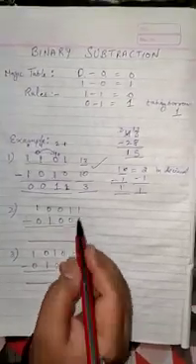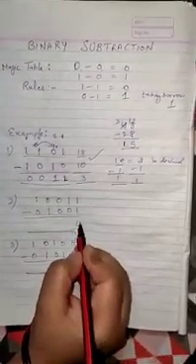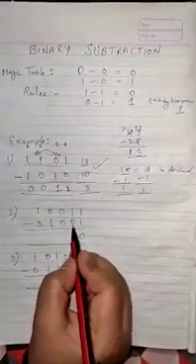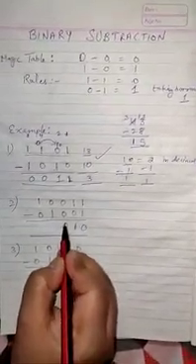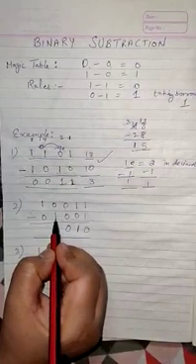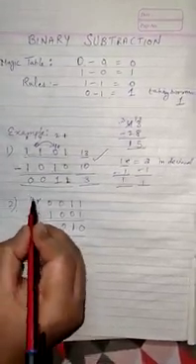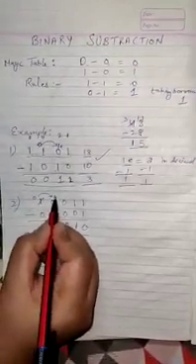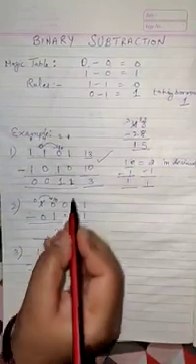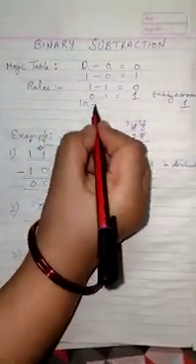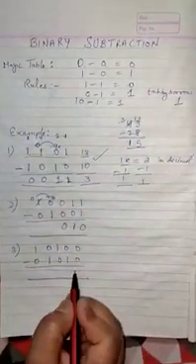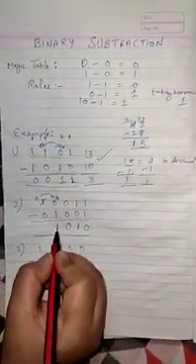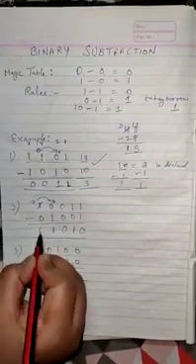Same way you can do another example. 1 minus 1 is 0, 1 minus 0 is 1, 0 minus 0 is 0. Now 0 minus 1 is not possible. So you take the borrow, this becomes 10. 10 minus 1, as you always remember, 10 minus 1 is always equal to 1. So here it becomes 1. 0 minus 0 is 0.